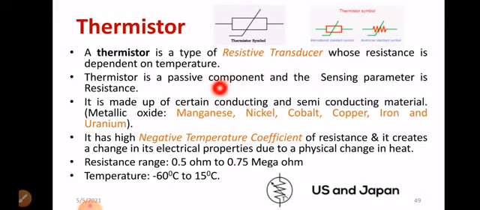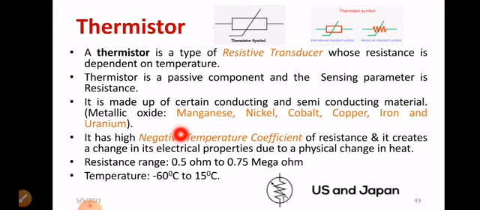In order to operate a thermistor, we require external excitation. I mean, an external supply has to be provided for the operation of the thermistor. Alone it cannot operate. So the thermistor is a passive component and the sensing parameter is resistance. That's the main peculiarity. It is made up of certain conducting and semiconducting materials, for example manganese, nickel, cobalt, copper, iron and uranium.